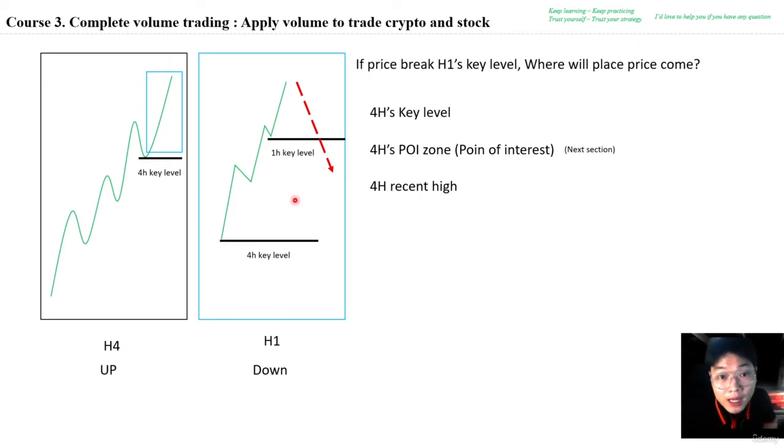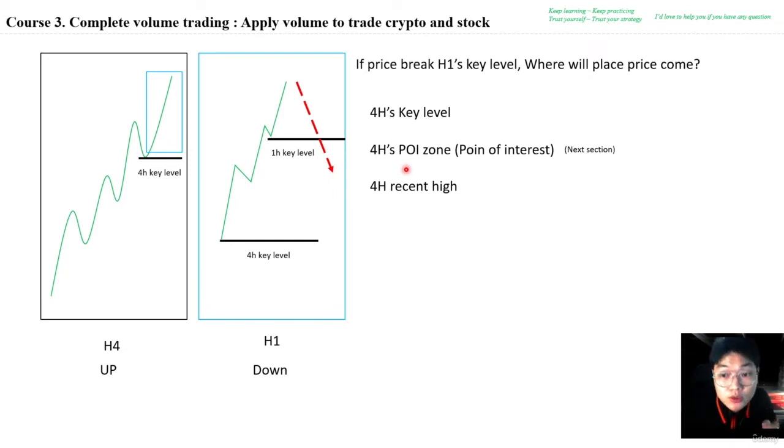For example, at this time, price breaks the key level in the 1 hour. Therefore, price might come into the 4 hour key levels. The second place price can come to is a 4 hour POI zone. It means point of interest. Normally, the point of interest will be a little bit above the 4 hour key level. Here is a play where smart money joins the markets when price creates some signals. I will introduce this in detail in the next section.